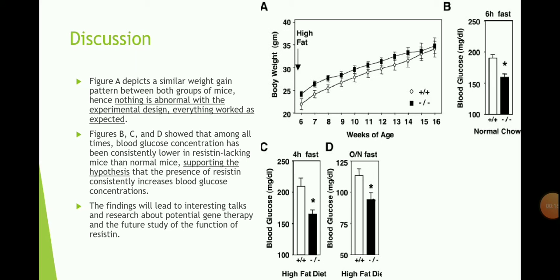These findings will lead to interesting talks and research about potential gene therapy for the treatment of type 2 diabetes mellitus and the future study of the full function of resistin.